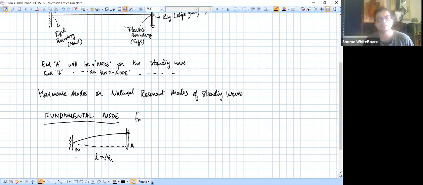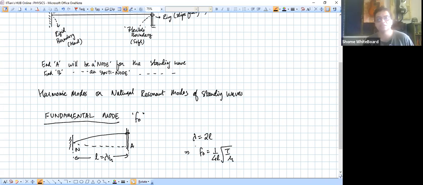That is the distance between two immediately consecutive nodes and antinodes. So for the fundamental frequency case, the wavelength is equal to 4L. So the frequency is now given by this formula, 1 by 4L square root of T by mu.